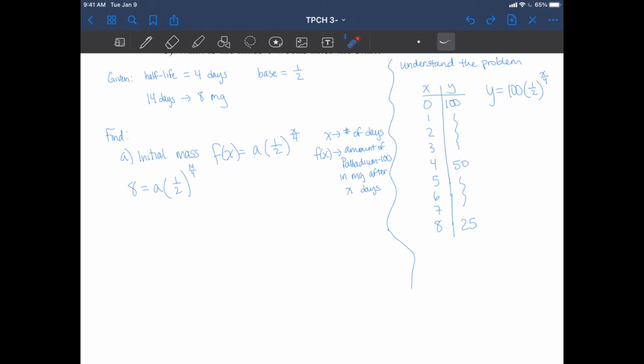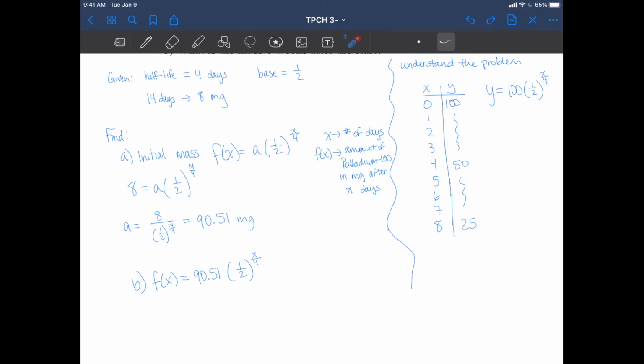And then this is just a number, so I'm going to go ahead and divide both sides by it to get A by itself. When you plug it into your calculator, you get approximately 90.51 milligrams. Okay, and so now let's just move on with our next part. Now that I know what A is, I can go ahead and plug it in, and that's my formula for this problem.